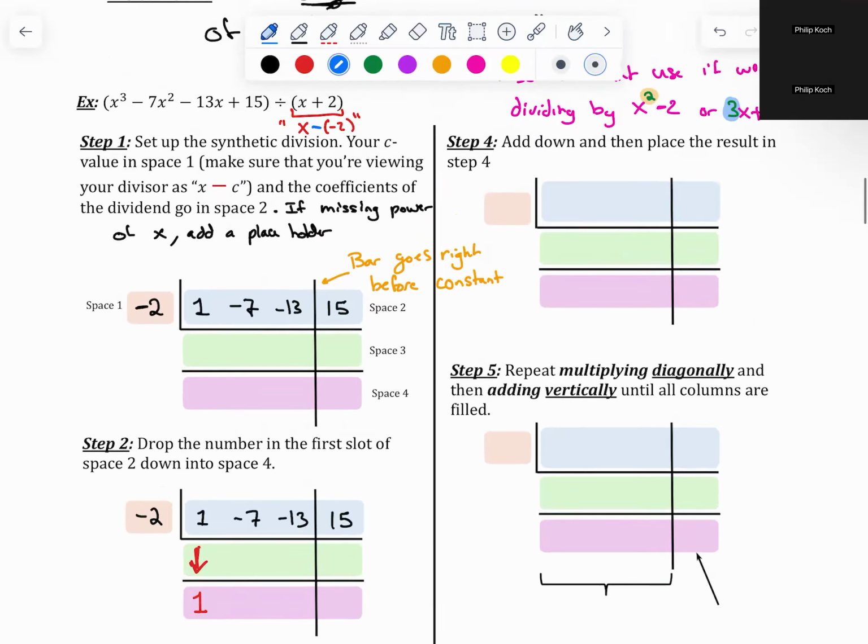So then we go into step 4. We're going to add down and then place the result in space 4. So you've got negative 2, 1, negative 7, negative 13, 15. We brought down the 1. We multiplied negative 2 by 1 and got negative 2. Now I'm going to do this in orange. Does orange show up okay? Yeah. We're going to take these two numbers and add them together to get negative 9. I know that negative 9 is hard to see, so let me zoom in so you can see it a little bit better.